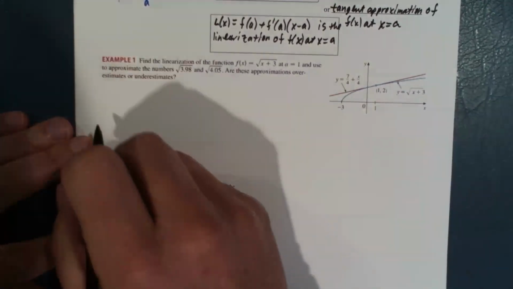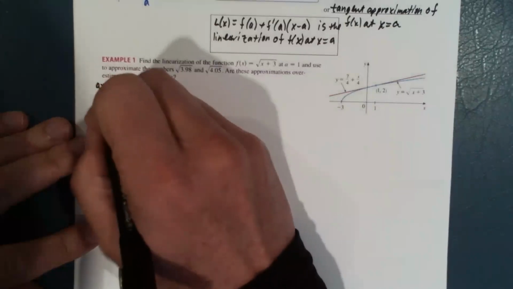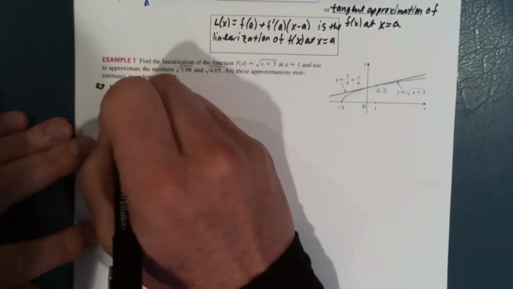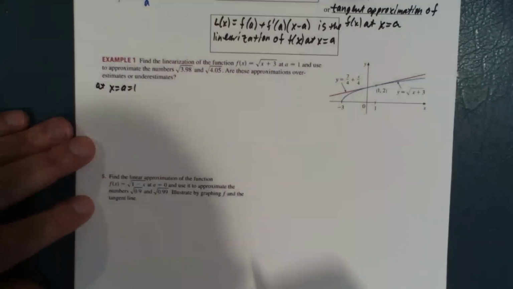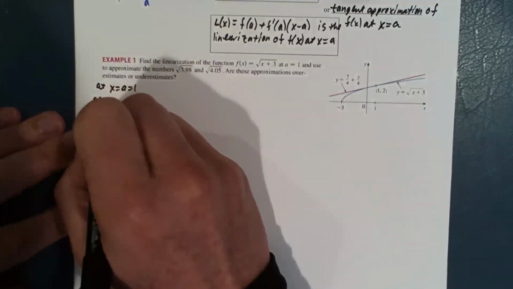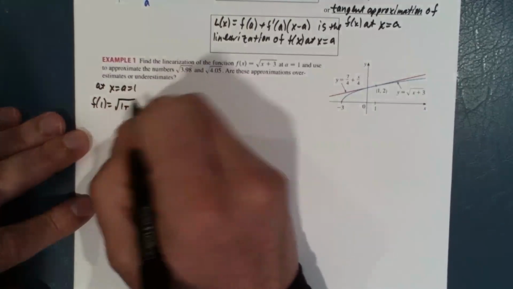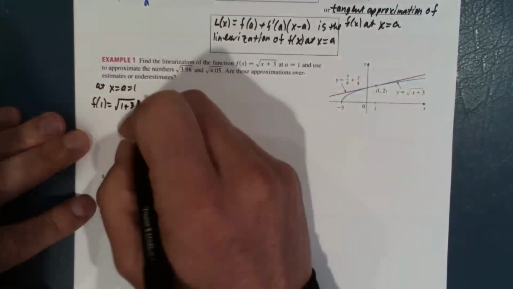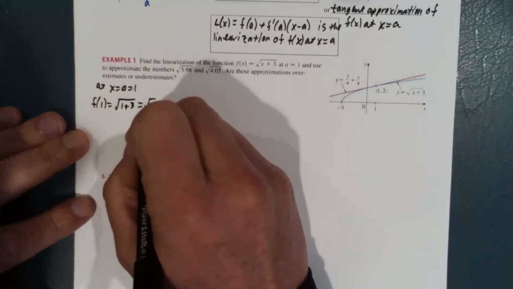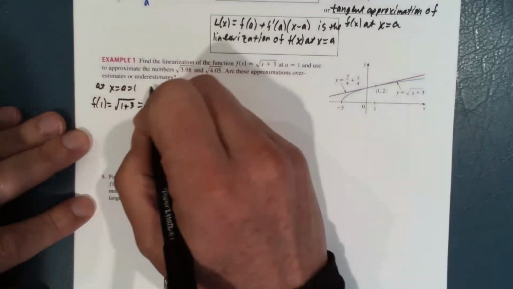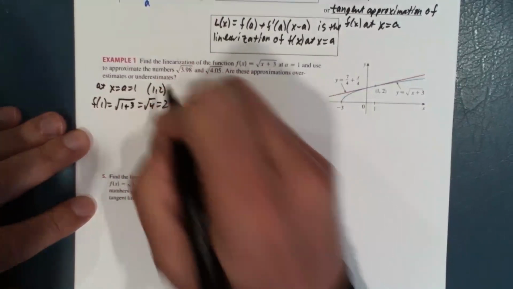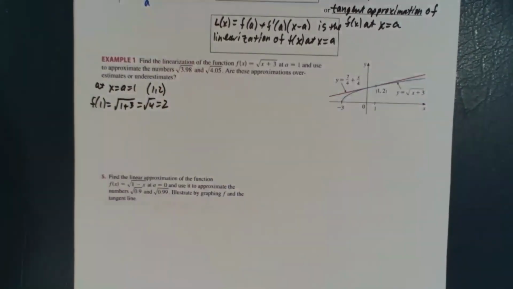So first of all, at x equals a, which is 1 in this case, let's see what we actually get. f of 1 is the square root of 1 plus 3, which equals root 4, which is 2. So we're looking at the point (1, 2) that we're interested in.